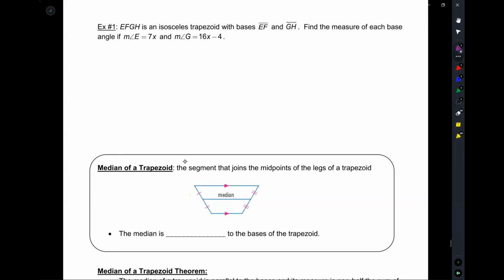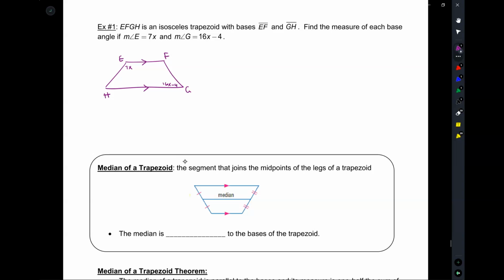Suppose you have EFGH as an isosceles trapezoid with bases EF and GH. Okay, so first I want to draw that. Okay, an isosceles trapezoid, EFGH, and I start labeling one vertex, EF, that's a base, and then just go around clockwise, GH. So EF and GH are bases. That means they're parallel to each other. Find the measure of each base angle if E is 7x and G is 16x minus 4.